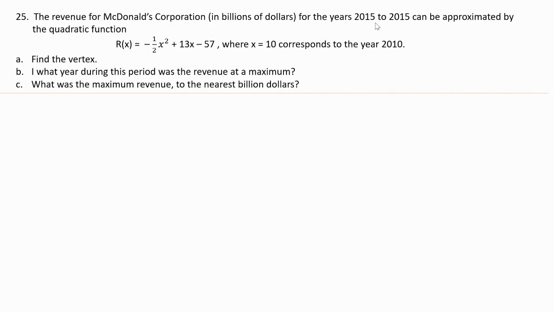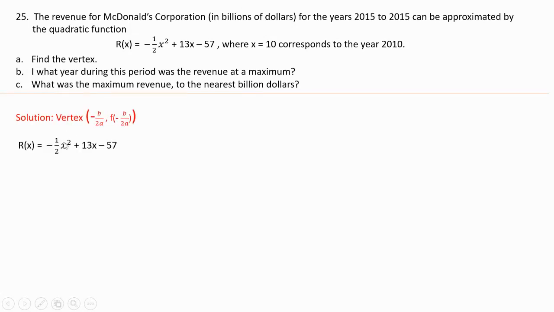The quadratic function r of x equals negative 1 half x squared plus 13x minus 57, where x equals 10 corresponds to the year 2010. So this has 3 parts. For the first part, they want you to find the vertex. For part B, in what year during this period was the revenue at a maximum? And for part C, what was the maximum revenue to the nearest $1 billion? So when we find the vertex, we also find the answers for B and C. Let me show you how that is done.